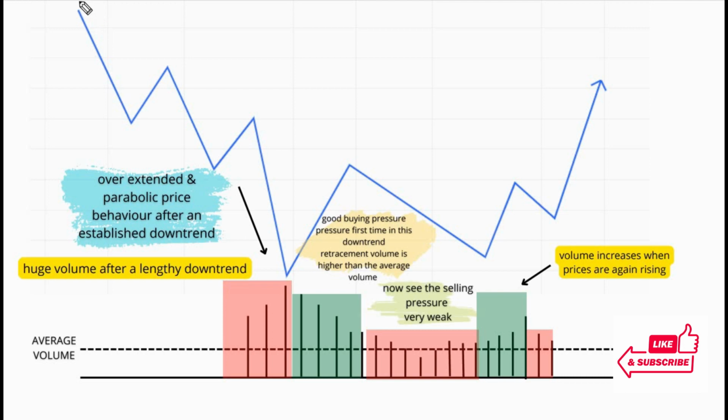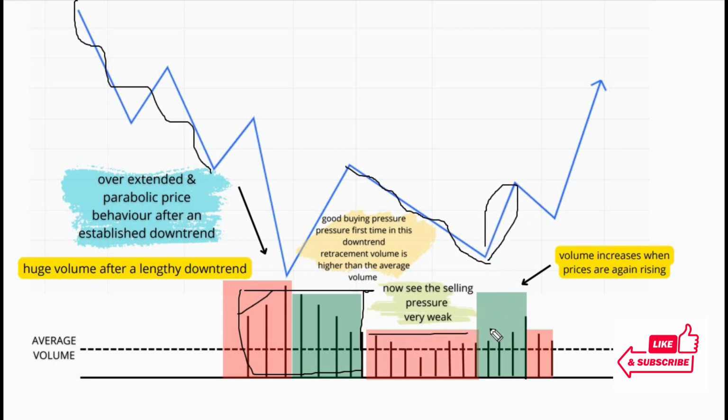Okay, after a strong downward momentum, we saw this kind of volume activity in the markets, and then when prices again sold off, the selling pressure was very weak, and then again we saw a buying with very high volume, and the selling pressure is again tapering off. So this is an indication that the bulls are in control at this price area.